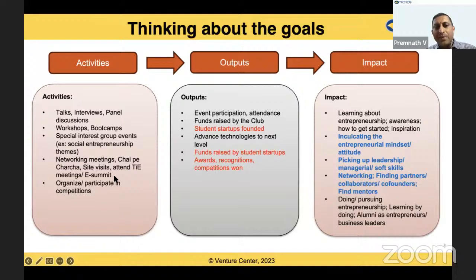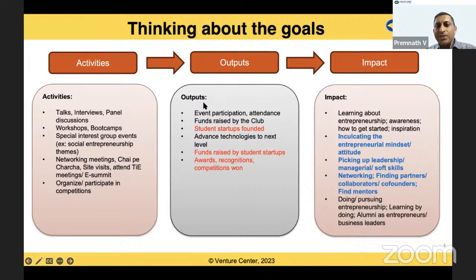What are the activities that will make it possible? There could be talks, interviews, panel discussions that these groups run, workshops, boot camps. There may be some special interest group events. You pick up a theme and run with it and say, let's solve this problem, and let's do something about it. There'll be more of networking meetings, chai pe charcha kind of meetings, site visits, attending TiE meetings, which is the Indus Entrepreneurs, a network of entrepreneurs, or E-Summit, for example, as I told you, at IIT-Bombay, which TEC students used to attend just to broaden their networks and awareness itself, and organize and participate in competitions. So these are some possible activities that can be done.